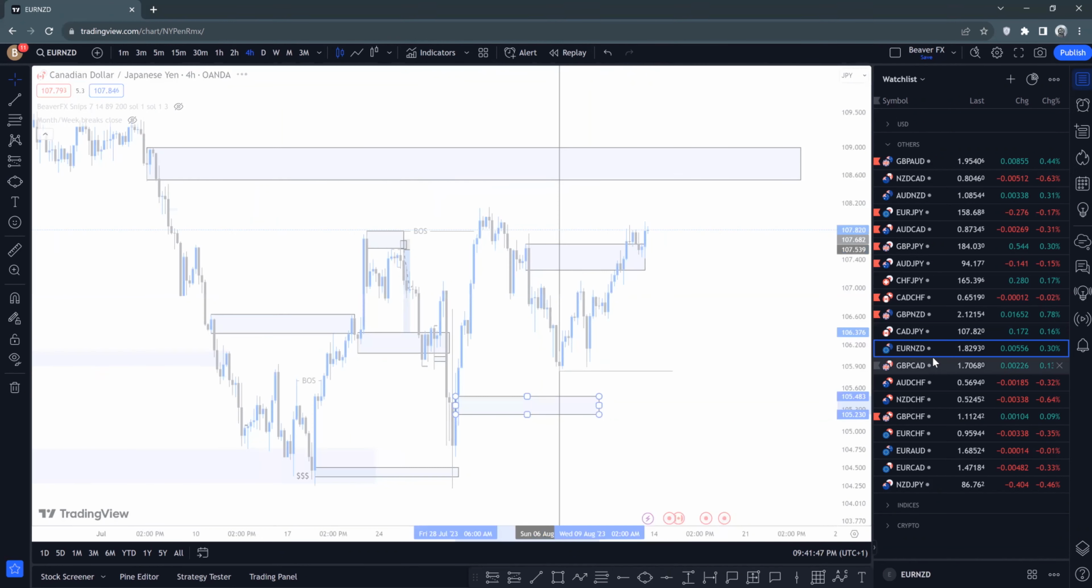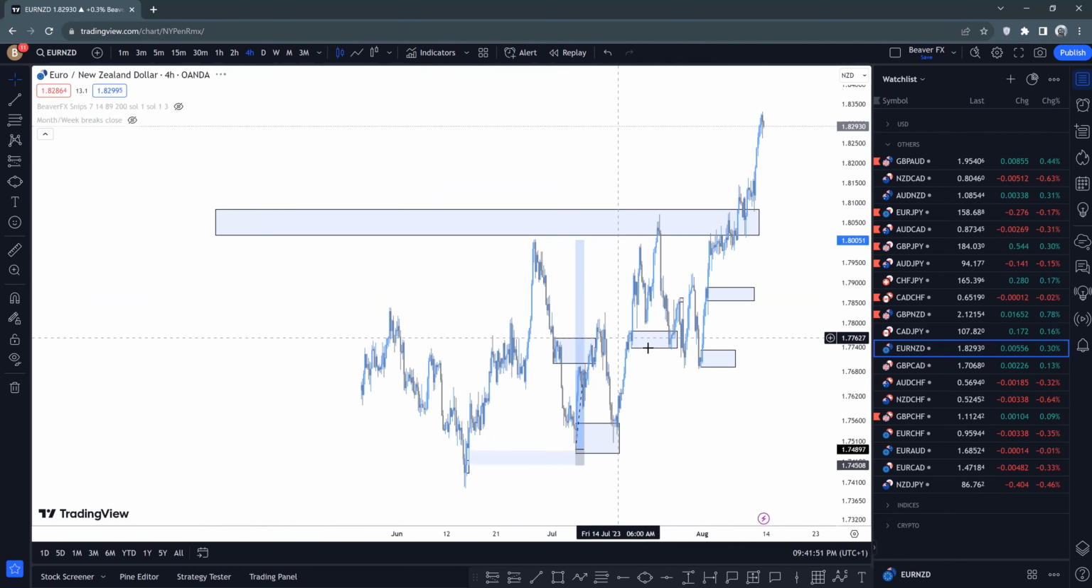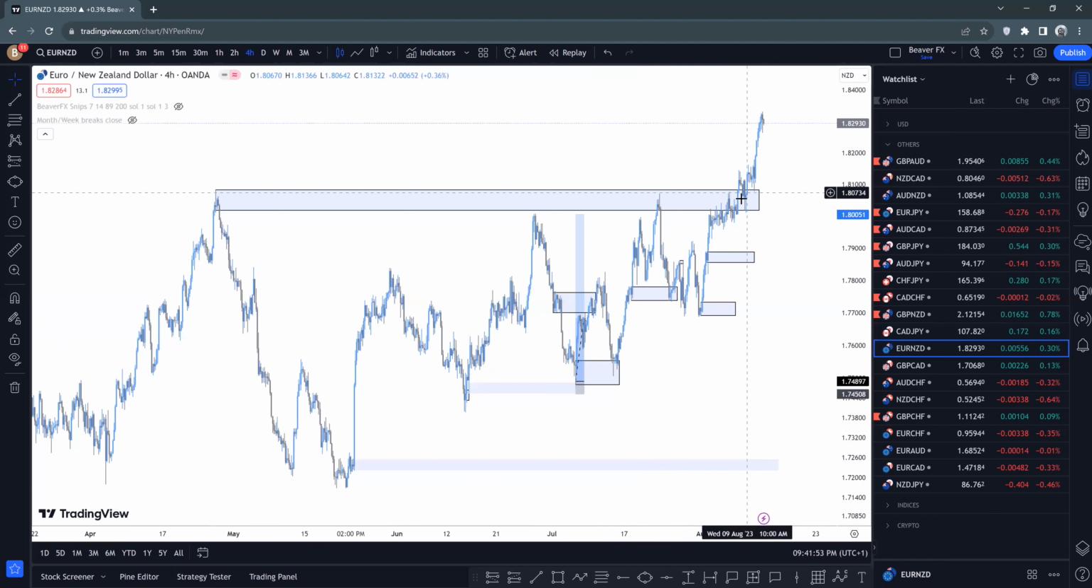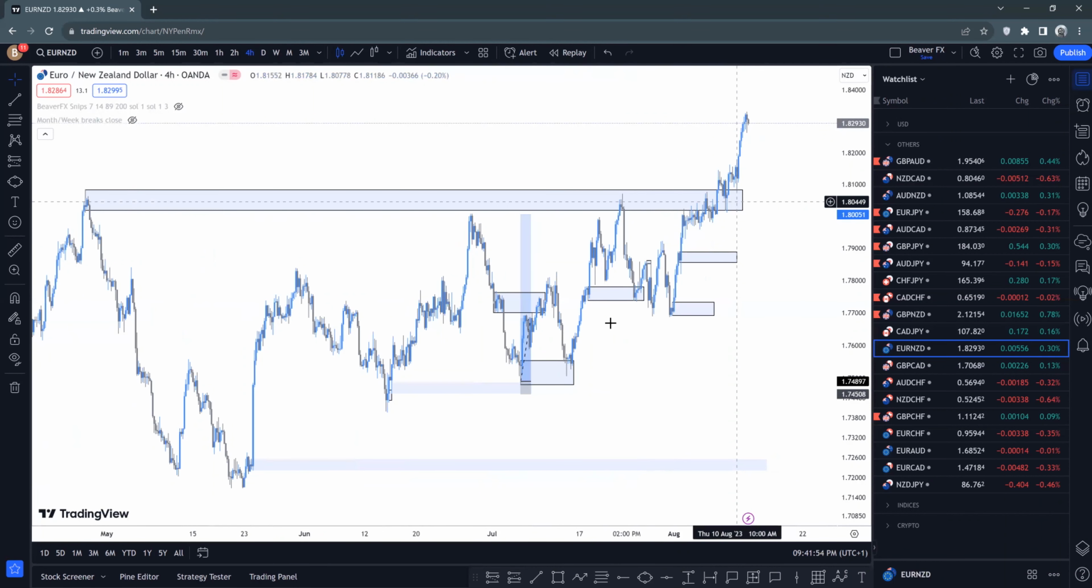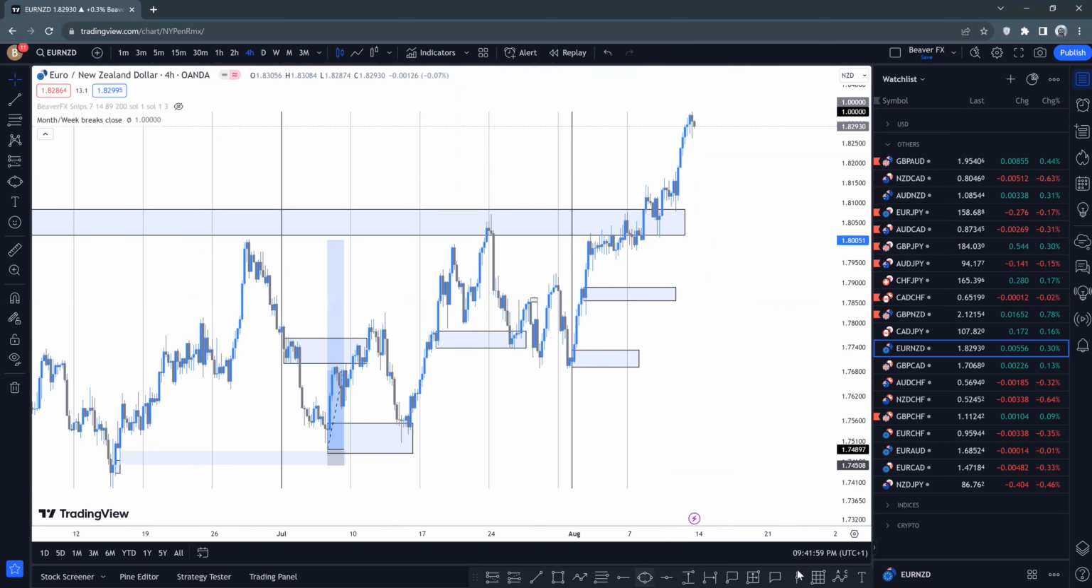So let's go to Euro NZD. For Euro NZD also, we broke through a zone. We didn't test any of my zones here. But let's see this.